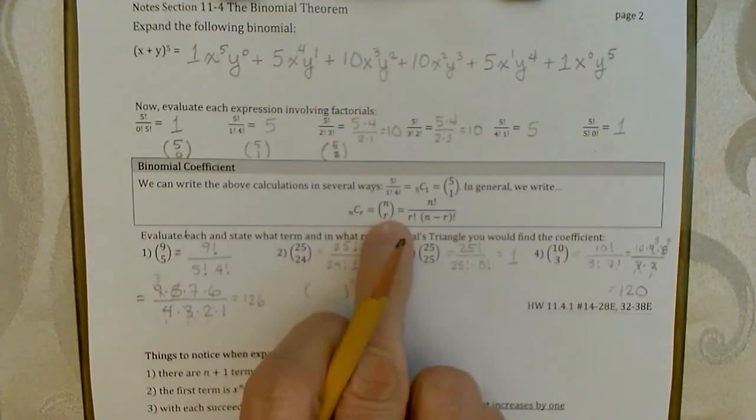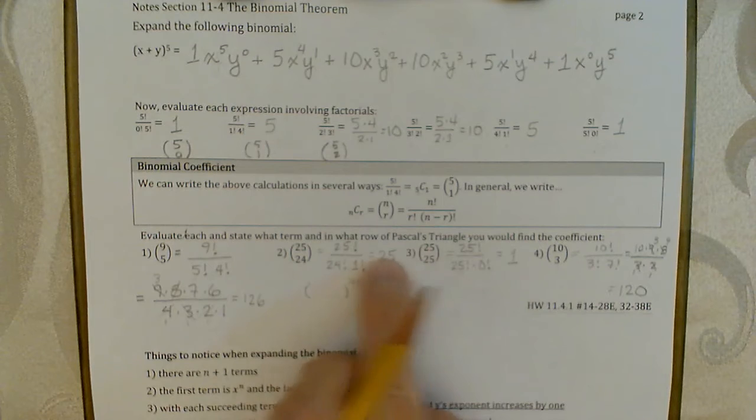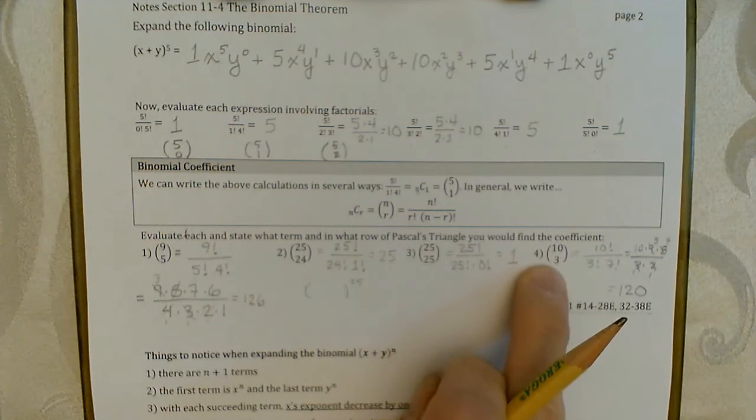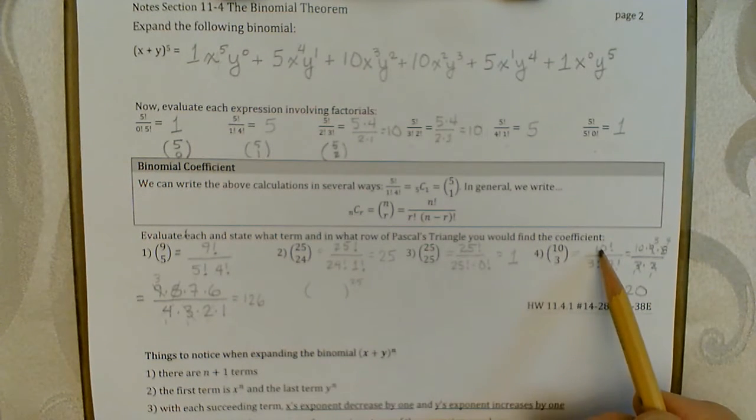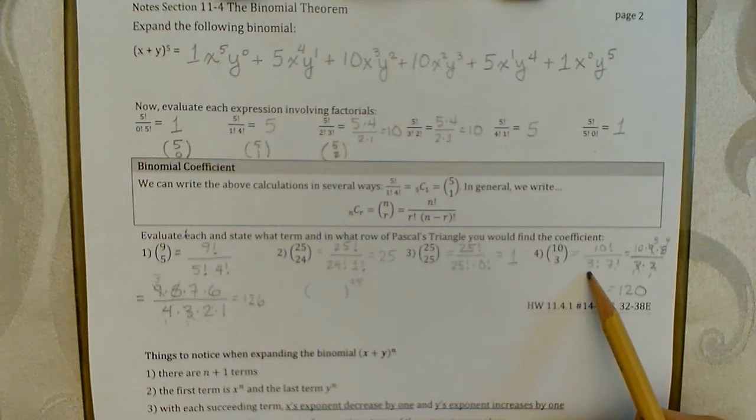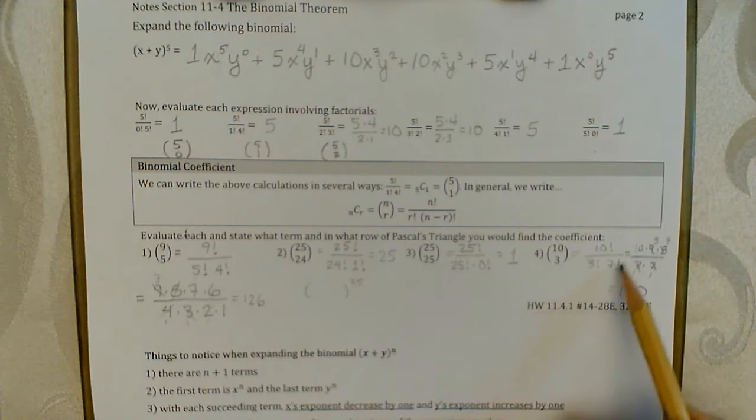Okay, so how do we calculate that? Remember we did some examples here. A combination of 10 choose 3 is 10 factorial over 3 factorial, and then the difference of the two numbers, 10 minus 3, is 7 factorial. And then we simplify that, and in this case we got 120.